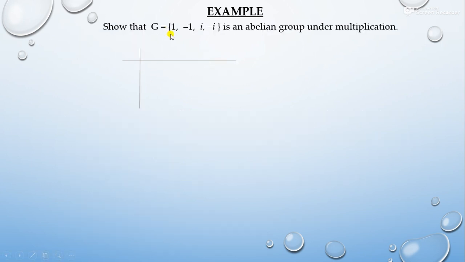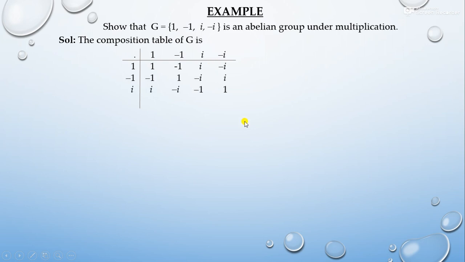If your set is G, and the elements are 1, minus 1, iota, minus iota, we have to show that this is an abelian group under multiplication. So first we make the table. Elements are 1, minus 1, iota, minus iota. First when we multiply 1 by 1, we get 1, 1 by minus 1 we get minus 1. Like that we make the table. You can make the table.